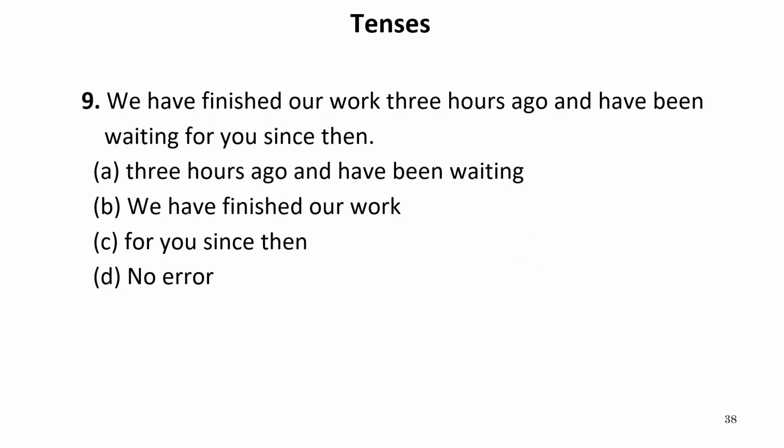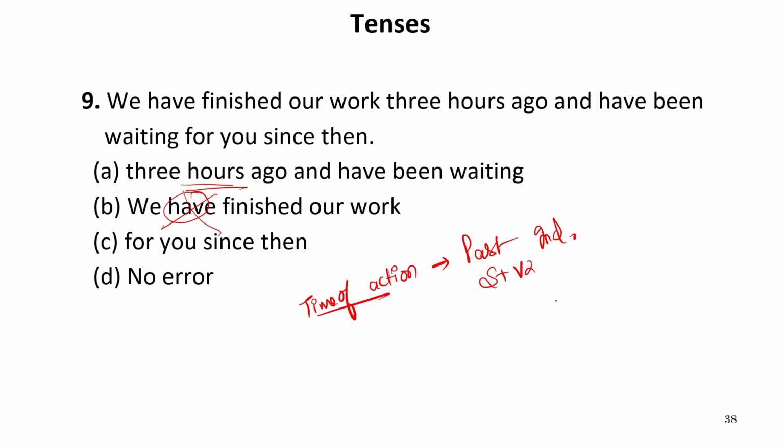We have finished our work 3 hours ago and have been waiting for you since then. Now again, as I told you, when we know the time of action, when the time of action is known, it should be written in past indefinite tense or simple past tense, that is subject plus verb second form. Time is 3 hours ago, so "have" should be removed from this place. So our answer should be B.